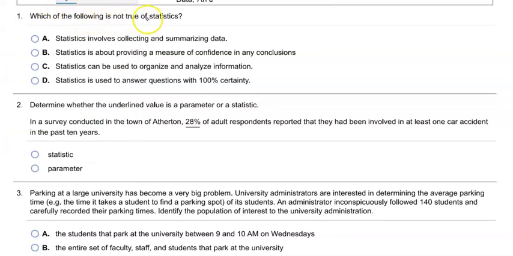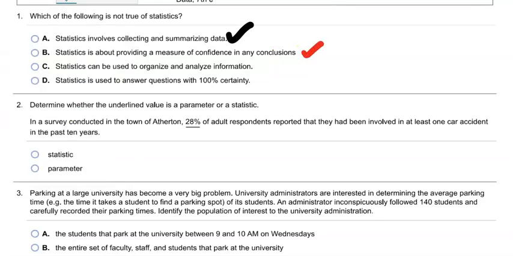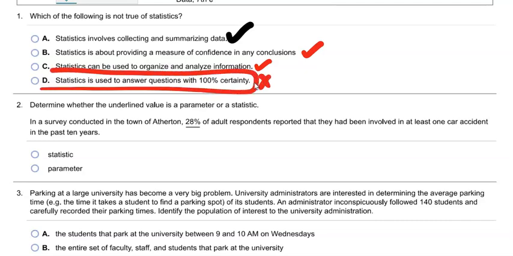Which of the following is not true of statistics? Let me read the options here. Statistics involves collection and summarizing of data. That's true. Statistics is about providing a measure of confidence in any conclusion. That seems to be true. Obviously, that's true. Statistics can be used to organize and analyze information. That is also true. And statistics is used to answer questions with 100% certainty. That's incorrect, because statistics doesn't answer questions with 100% certainty. So this is the right answer, meaning that's not true about statistics.